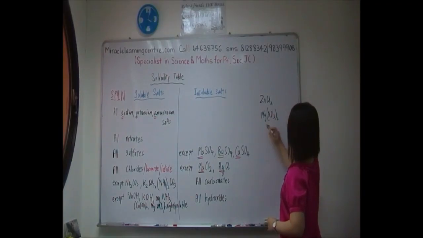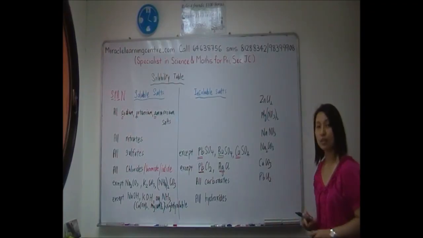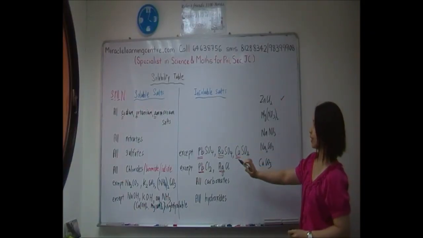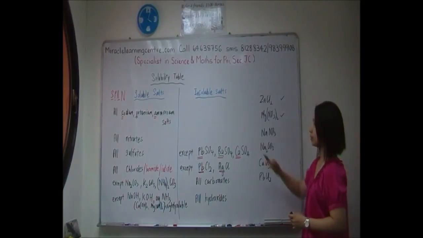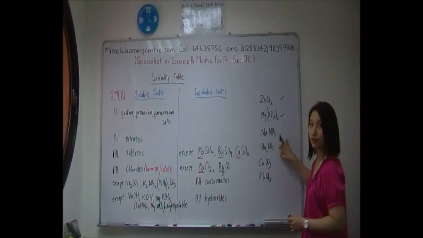Let's try some of these salts now. Do you know whether they are soluble? Zinc chloride, is it soluble? Yes, it's soluble. All chlorides are soluble except for lead chloride and silver chloride. Is magnesium nitrate soluble? Yes, magnesium nitrate is soluble because all nitrates are soluble. Sodium nitrate, is it soluble? Yes, it's soluble. All sodium salts are soluble and all nitrates are soluble.